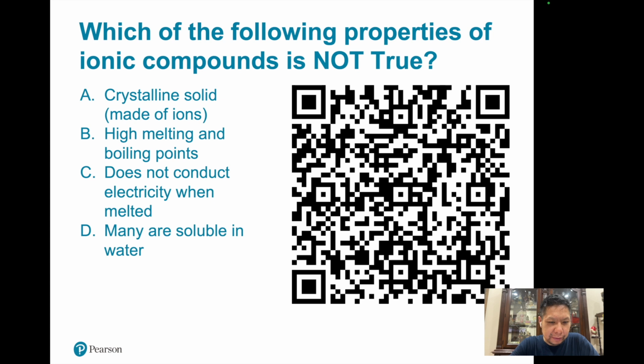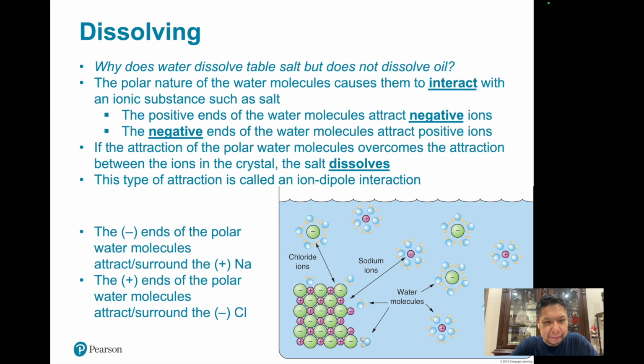All right. If you don't know the answer, go back a couple slides. So we were talking about dissolving earlier, right? The fact that ionic compounds can dissolve. How does it actually even happen? Well, if you take a close look at a salt crystal, which we have right here, this is a salt crystal, right?